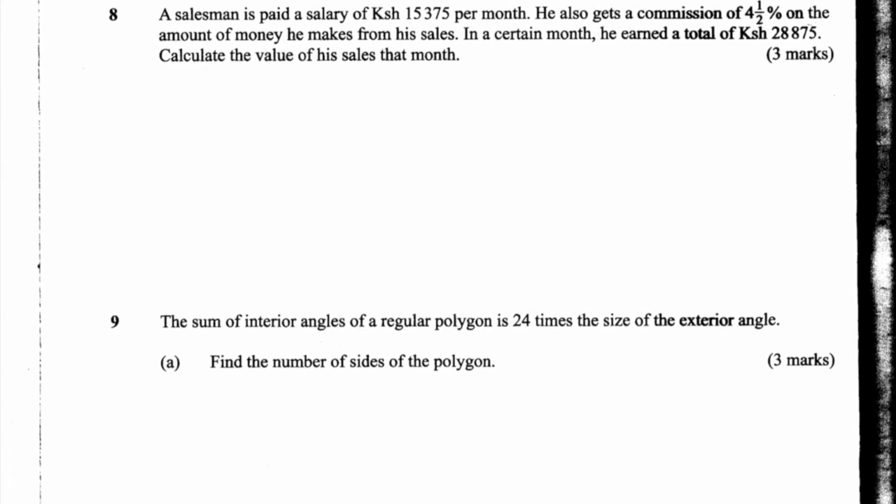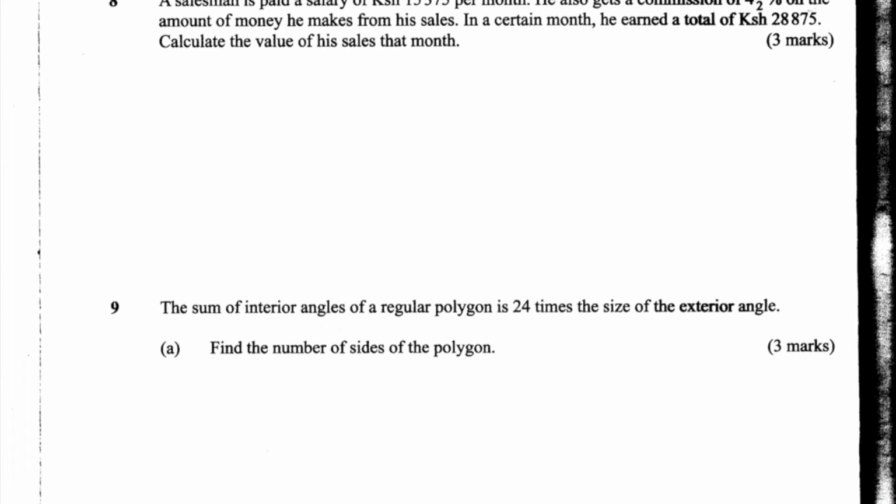Moving on to question 8. Question 8 says, a salesman is paid a salary of 15,375 Kenya shillings per month. He also gets a commission of 4.5% on the amount of money he makes from his sales. In a certain month, he earned a total of 28,875 Kenya shillings. Calculate the value of his sales that month.